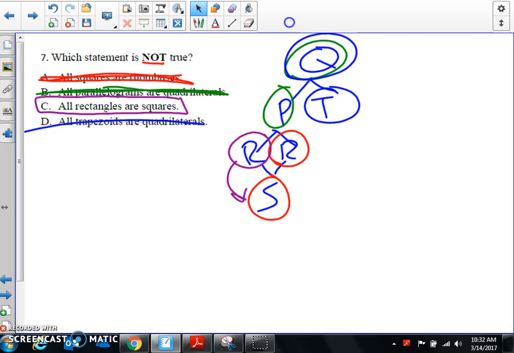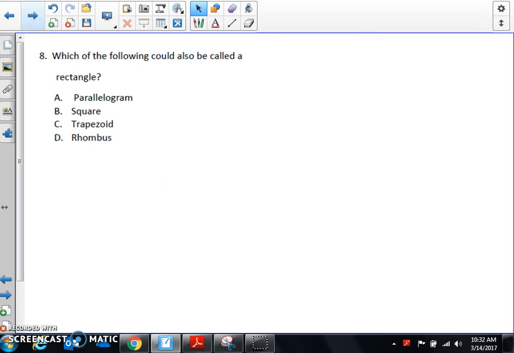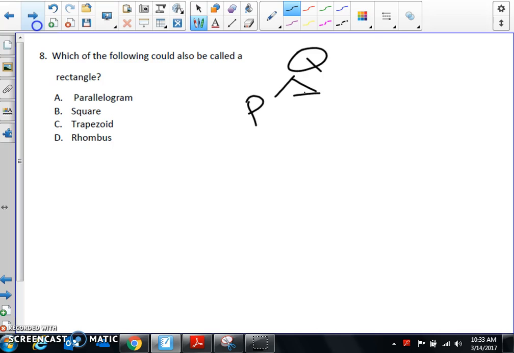Which of the following could be also called a rectangle? Yep, you guessed it. Do your tree.